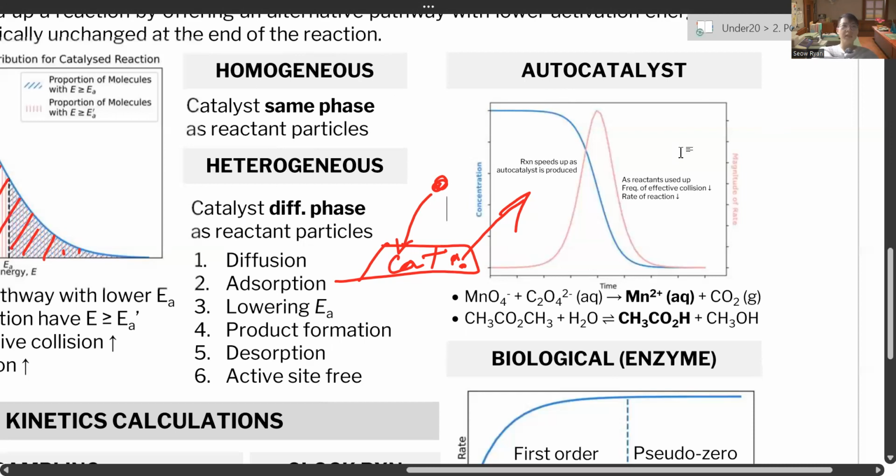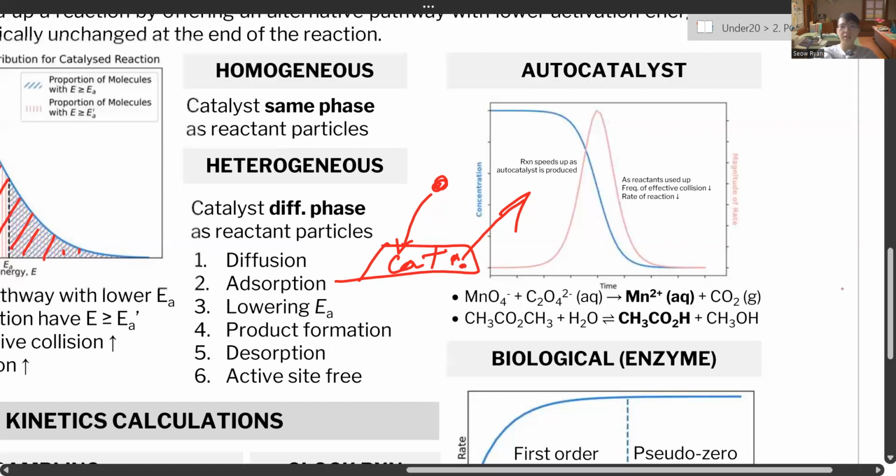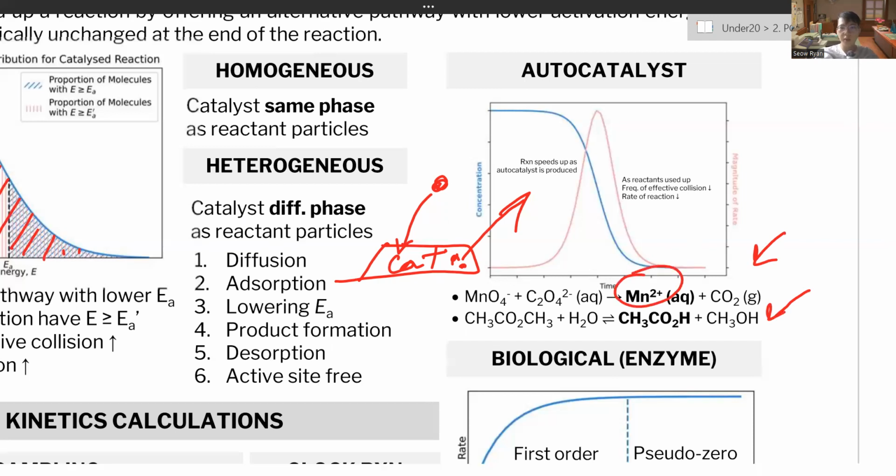Okay, next is an autocatalyst. Auto means happens on its own, like automatic. So why is it called an autocatalyst? Because in the reaction itself, the product is the catalyst to the reaction. Two main reactions in your syllabus that you should be familiar with are these two, and the one bolded is the autocatalyst of the reaction.